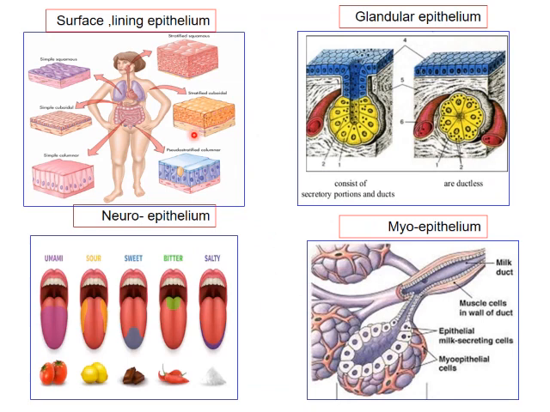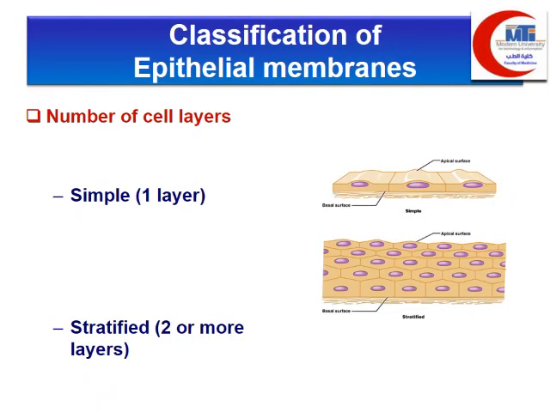What are the different types of epithelium? There are 4 main types of epithelium. First, the surface or the lining epithelium. This is the epithelium that covers our body surface or lines any cavities in our body. For example, covering of the body as the skin, or lining cavities as the lining of the gastrointestinal tract or the respiratory tract. The second type is the glandular epithelium. The third type is the neuroepithelium, and lastly the myoepithelium.